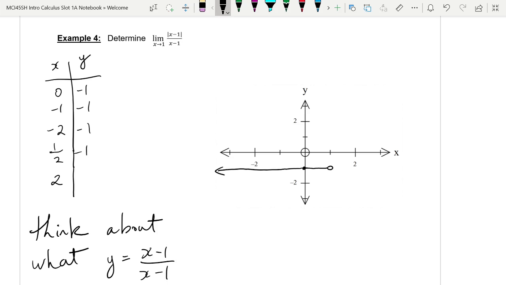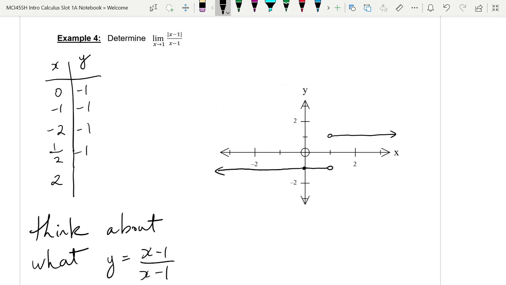Thank you. So what happens when you plug in a 2? It's going to be a jump, isn't it? It's going to jump up to 1. But once again, it's going to be a hole. So there we go.